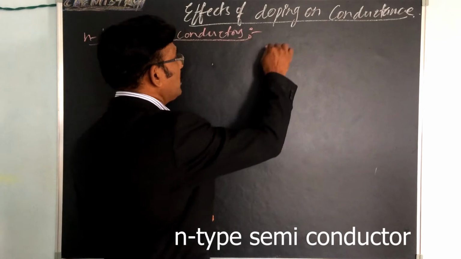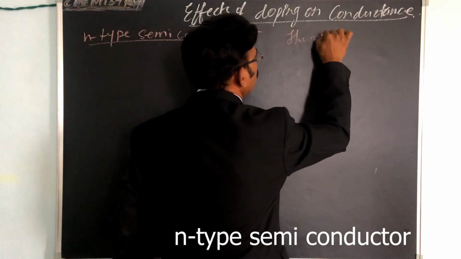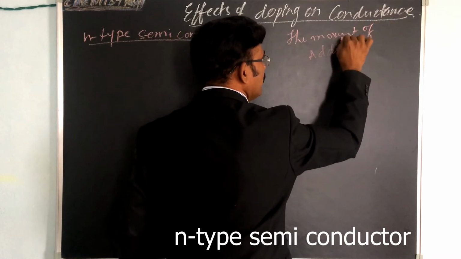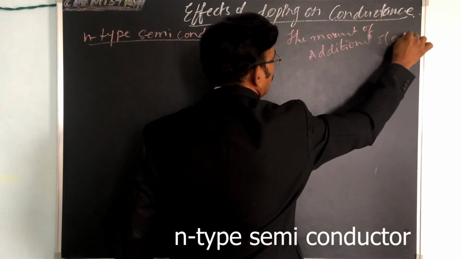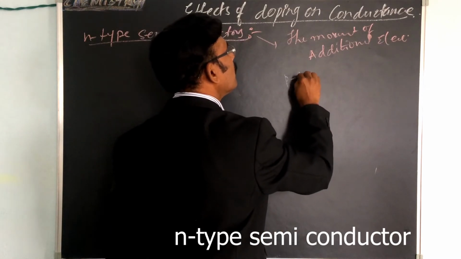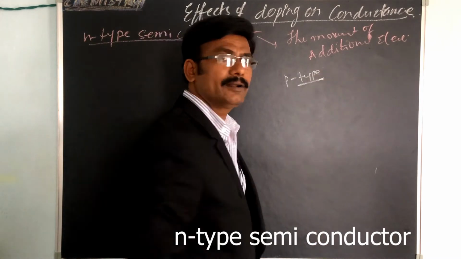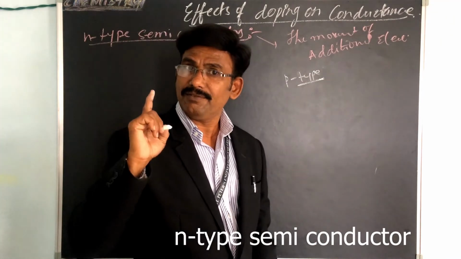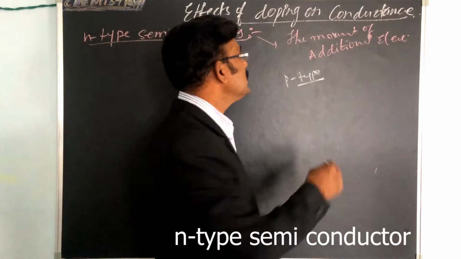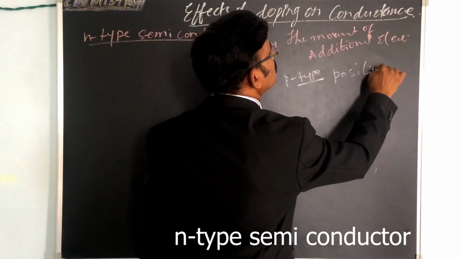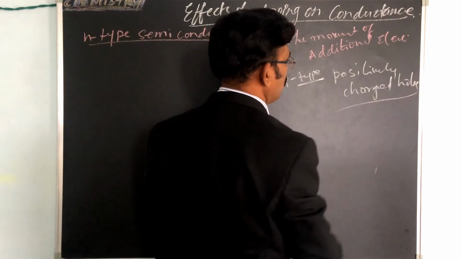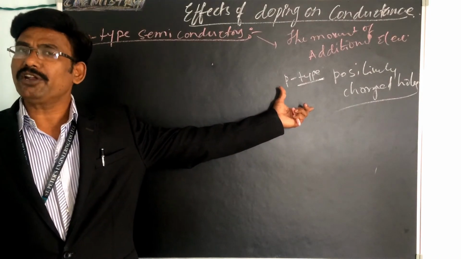What is an N-type semiconductor? The movement of electrons, additional electrons. This is in N-type, whereas in P-type, a doped semiconductor is one in which the conduction is due to the movement of positively charged holes. Positively charged holes. For P-type, you just have to remember this.